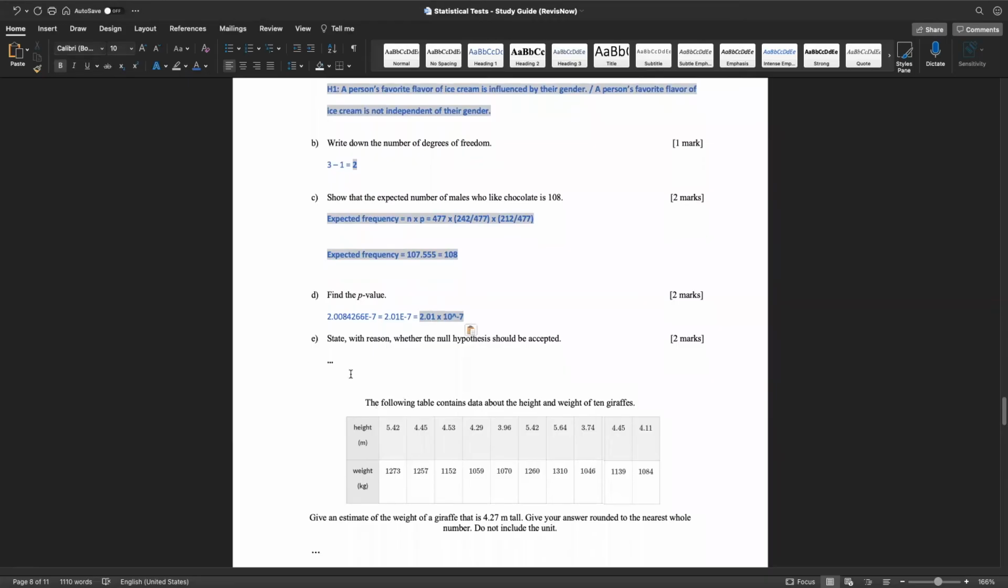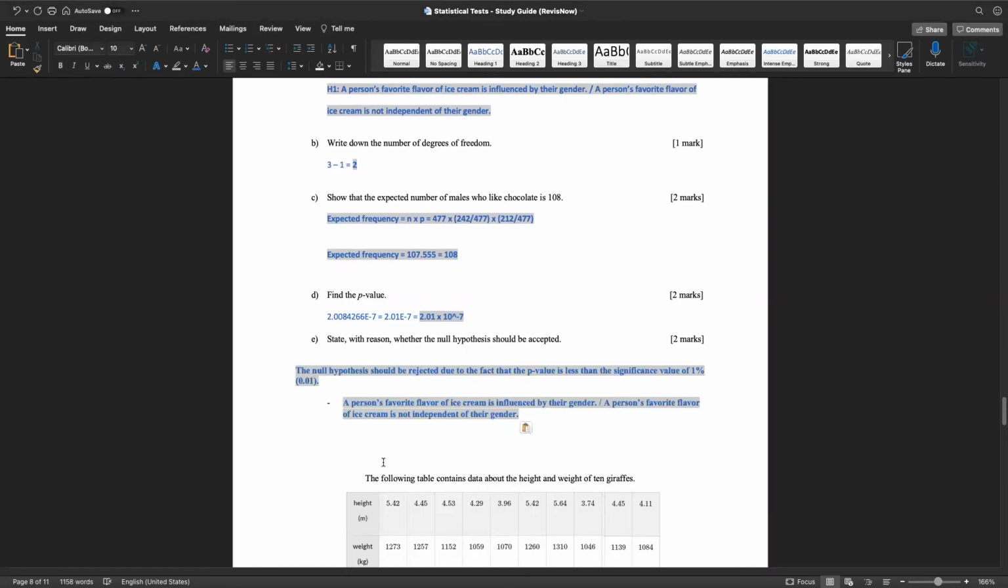Okay. State with reason whether the null hypothesis should be accepted. Since the number is super, super small, the null hypothesis would be rejected because it is less than the significance value of 1%. And then you want to put the conclusion: a person's favorite flavor of ice cream is influenced by their gender, or a person's favorite flavor of ice cream is not independent of their gender.